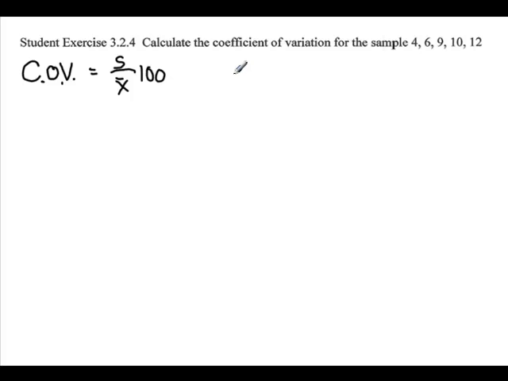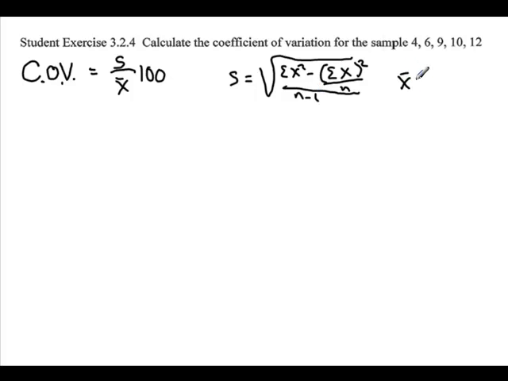So s is equal to the square root of the sum of x squared minus the sum of x, in parentheses, squared over n, all divided by n minus 1, under the square root. x bar is equal to the sum of x divided by n. So let's make our columns and see what we get.